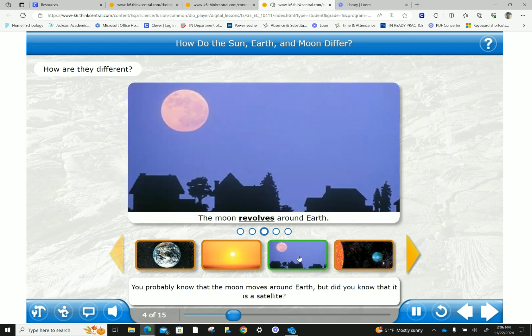You probably know that the moon moves around Earth, but did you know that it is a satellite? The moon is a satellite because it goes around Earth. The moon's orbit is 384,000 kilometers from Earth. Like Earth, the Moon has a dense, rocky structure. The Moon has some weak magnetic fields, but no magnetic poles, and almost no atmosphere.